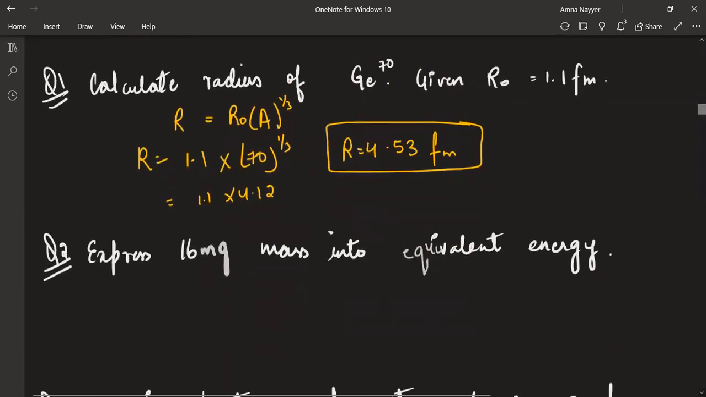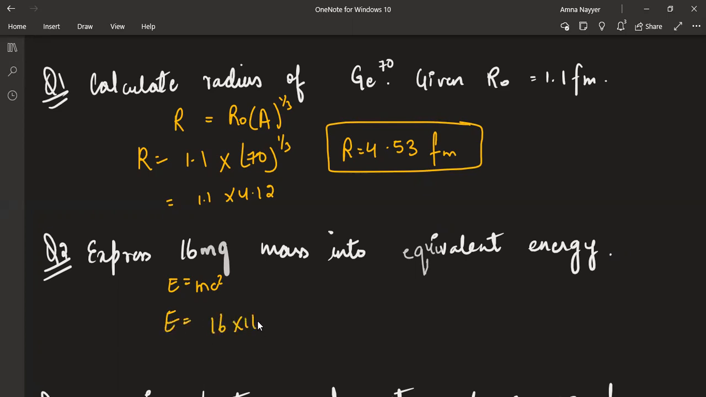Now, the second question says express 16 milligram mass into equivalent energy. We didn't do anything right now which includes energy. But see class, Einstein's theory of relativity equation, E is equal to mc square. We have done this equation when we did dual nature of radiation and matter, and even in atoms when we discussed de Broglie wavelength. The question will be the same, but the weightage will be given to the nuclei lesson.